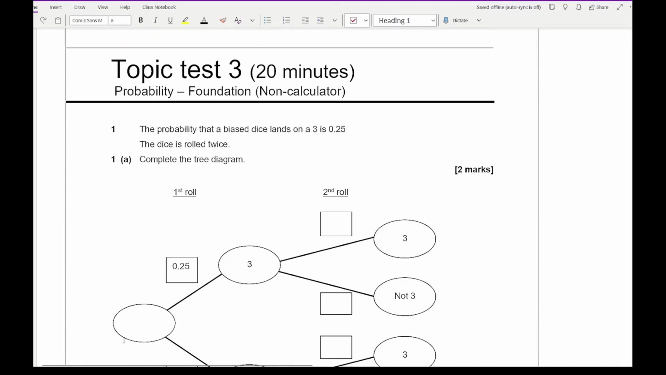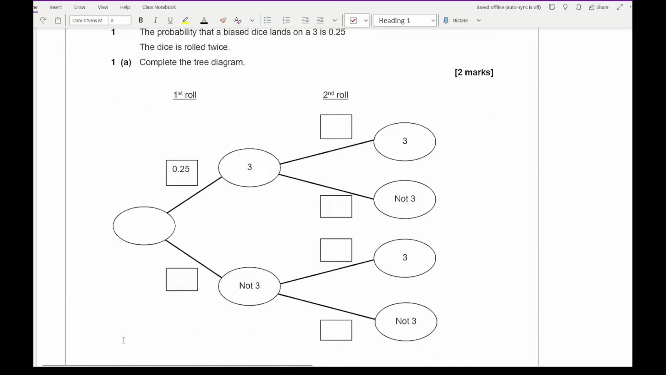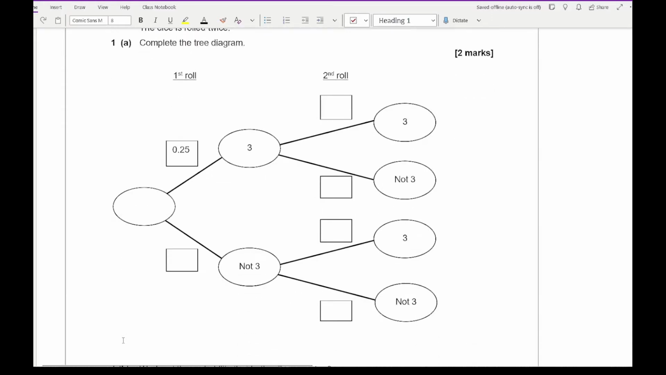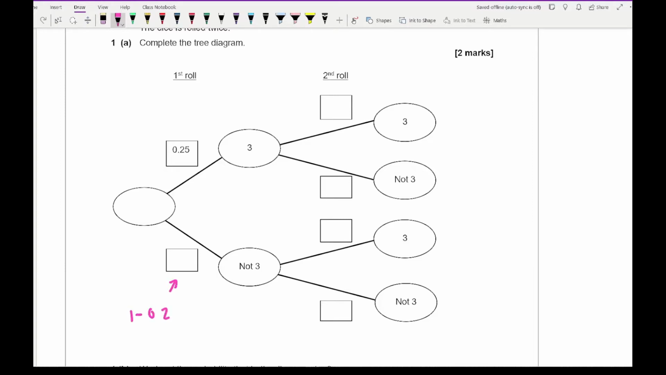So question 1 says that the probability that a biased dice lands on a 3 is 0.25. The dice is rolled twice and it says complete the tree diagram. So for this, what we need to do is remember that these 3 and a not 3 are exclusive events. So the probability of those two events happening is either can or can't happen. So the probability of a 3 happening is going to be 1 minus probability of not 3 happening and vice versa. So to work out the probability of it not being 3, all I need to do is just take away 0.25 from 1, which is 0.75.